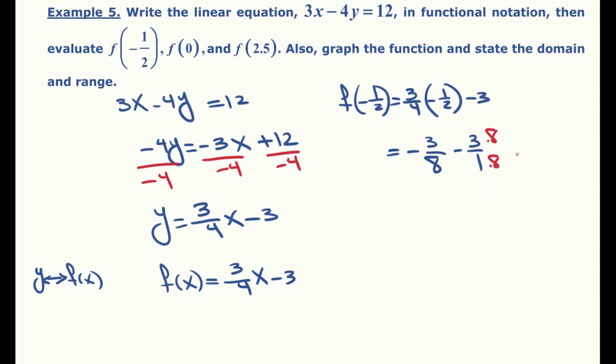So we end up with negative 3 minus 24. So negative 27 over 8. So what we just found is f of negative 1/2.